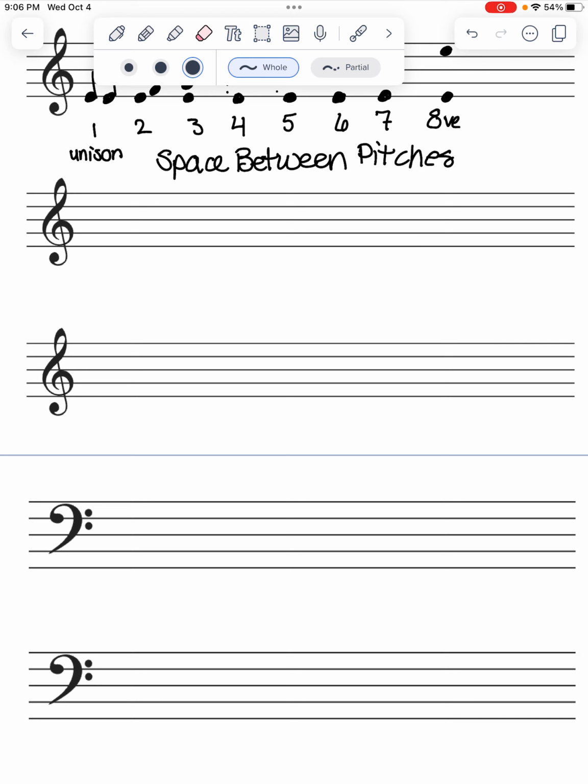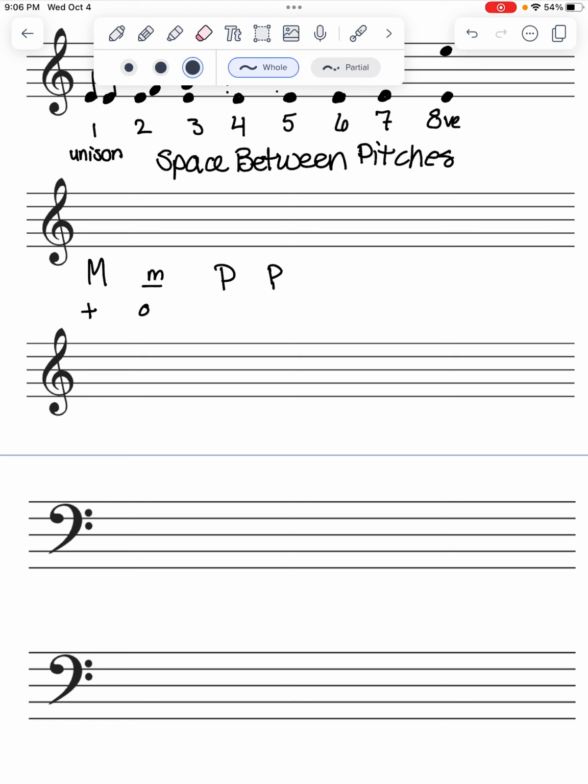Now, we're also going to do the opposite of the quality. So if we have a major interval and then we invert it, on the other side, it's going to be a minor. If we have an augmented on one side, we're going to have a diminished on the other side. And if we have perfect, we're going to have perfect. It's going to stay perfect.